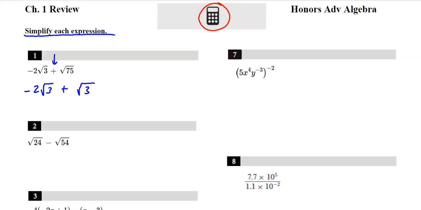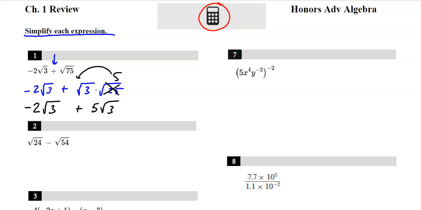So I have to ask myself, 3 times what gives me 75? Well, I can do the square root of 25. And that helps me out because the square root of 25 is just 5. So now I have negative 2 radical 3 plus 5 radical 3. I can put it in the front or in the back. We're multiplying, so the commutative property says I can go either way.